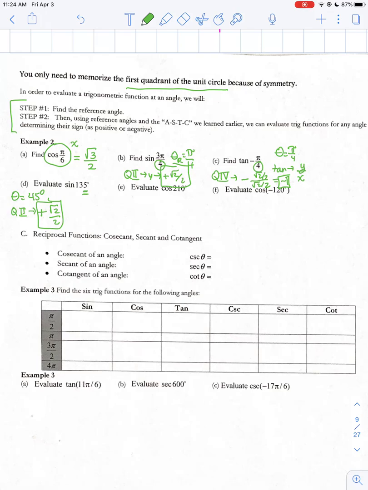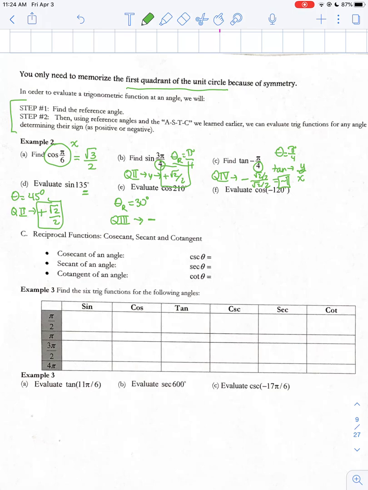Okay, let's try cosine of 210. Well, 210 is more than 180 degrees. If we think of how far past 180 degrees it is, we find that the reference angle is 30 degrees. What quadrant is it in if we went 30 degrees past? That would put us in quadrant 3. In quadrant 3, is cosine positive or negative? Cosine is negative in that quadrant.